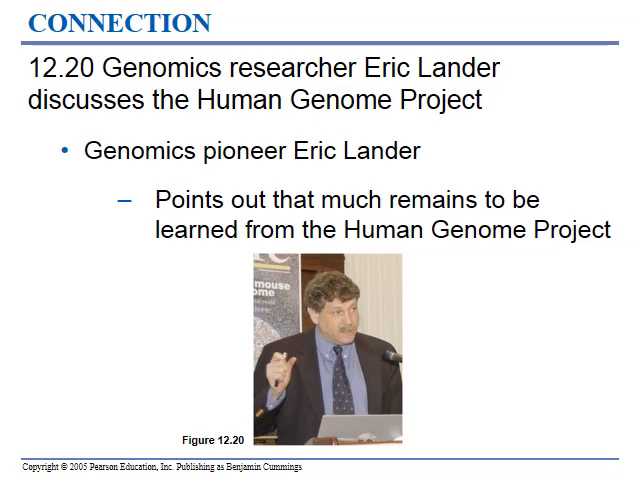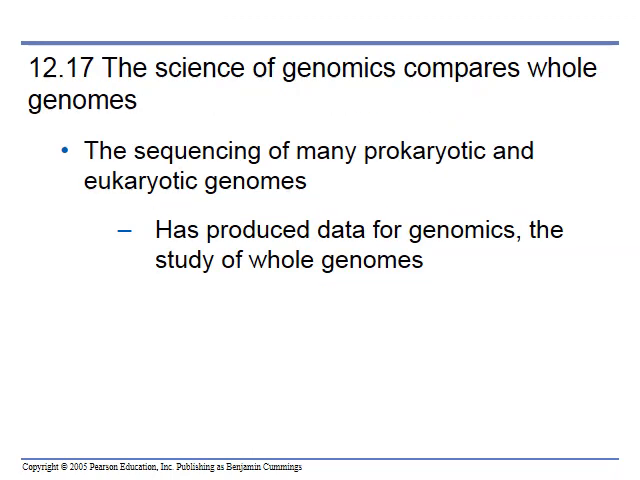Okay. So there's a genomics researcher, Eric Lander, at the end of the chapter, who discusses the Human Genome Project and the cool things that we're hoping will come from it. So the science of genomics compares whole genomes, sequences of many organisms. And so when we look at what's going to come from the Human Genome Project, we find things like some of our DNA is the same as mouse DNA and it hasn't really changed at all in millions of years. Even if it doesn't code for a protein, it must be kind of important.